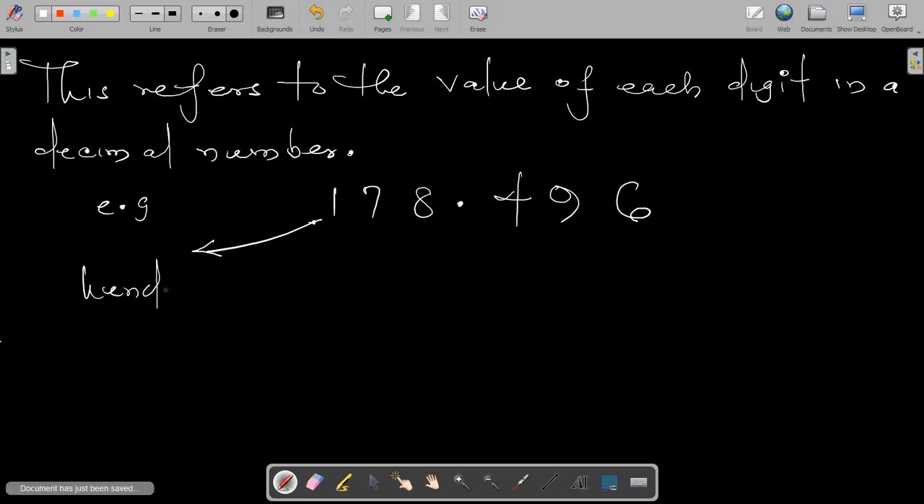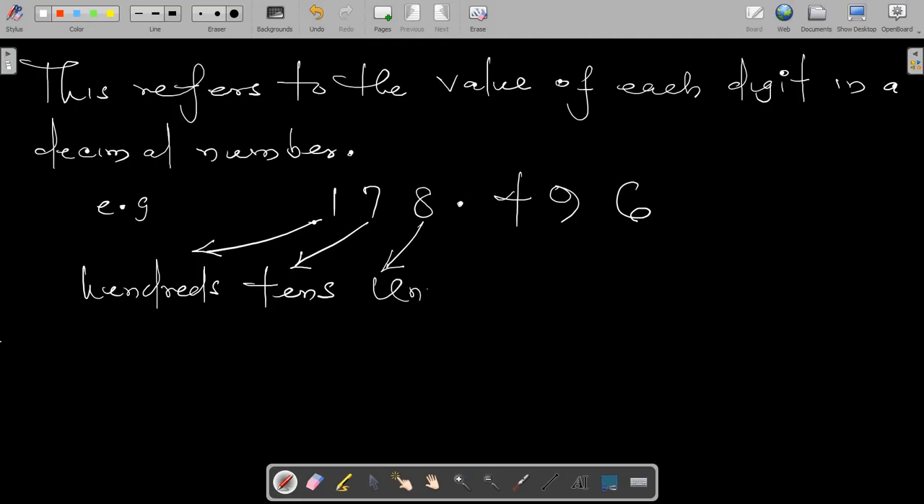We call it the 100. Okay, look at the spelling very well. The 7 there represents the tens, while the 8 represents the units. We call it the unit. Okay, the 4 here represents the tenth. Now watch the spelling. That's what the 4 represents.